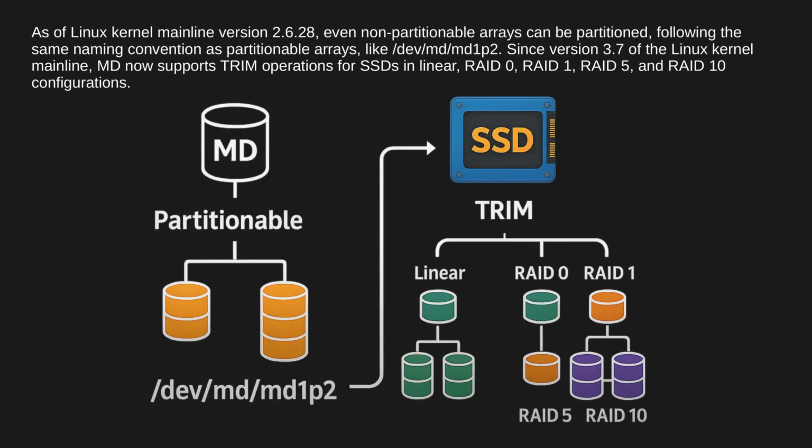As of Linux kernel mainline version 2.6.28, even non-partitionable arrays can be partitioned, following the same naming convention as partitionable arrays, like /dev/md/md1p2. Since version 3.7 of the Linux kernel mainline, MD now supports trim operations for SSDs in Linear, RAID 0, RAID 1, RAID 5, and RAID 10 configurations.